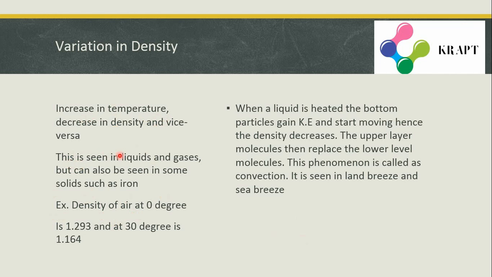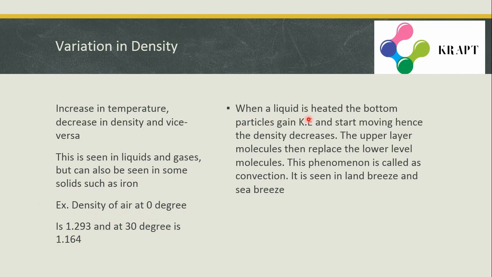This is seen in liquids and gases, but can also be seen in some solids such as iron. Liquids and gases expand rapidly, but solids such as iron expand a little more slowly. As we can see, the density of air at 0 degrees is 1.293 and at 30 degrees is 1.164. This shows a decrease in density.